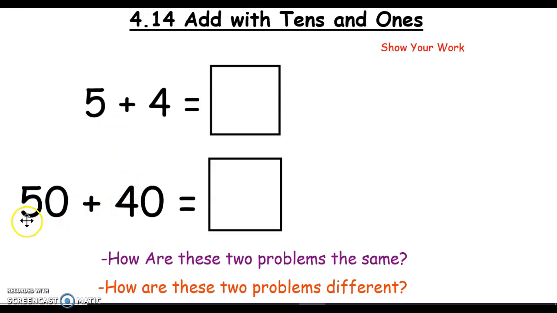And let's look at the problem below. This equation says 50 plus 40 equals unknown. Now are we adding tens or ones? You're right, we're adding tens. Here we can see that the ones place is blank with the 0, right? And the tens place has a value.